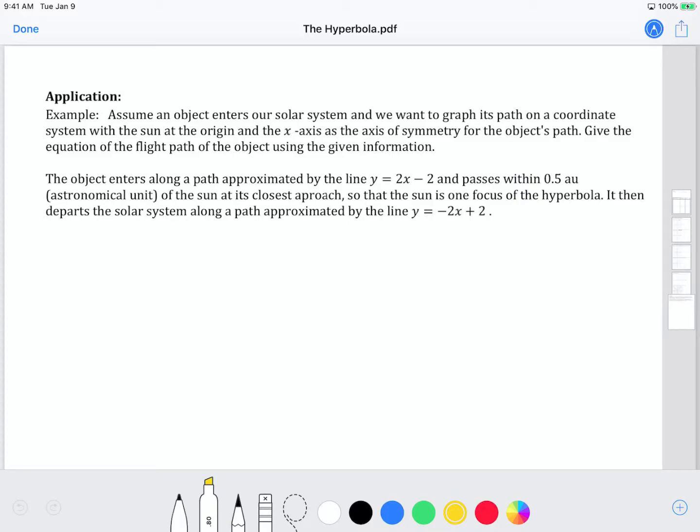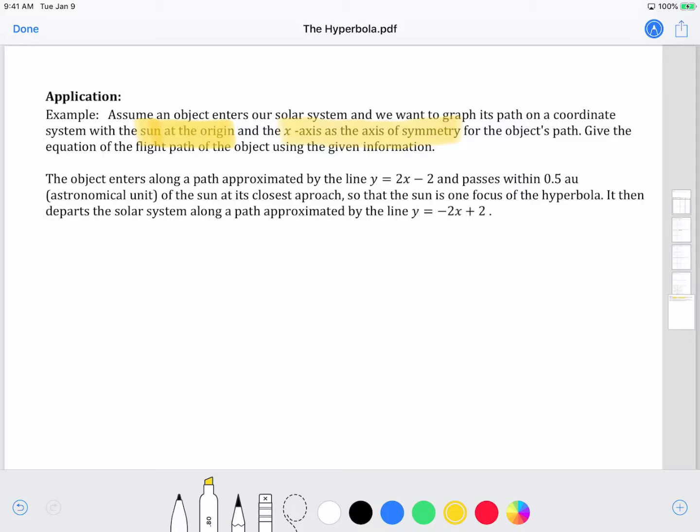So it says, assume that an object enters our solar system and we want to graph its path on the coordinate system with the sun at the origin. And the x-axis is the axis of symmetry. Give the equation of the flight path of the object using the given information. The x-axis as the axis of symmetry is going to be our transverse axis. So our transverse axis is going to be horizontal.